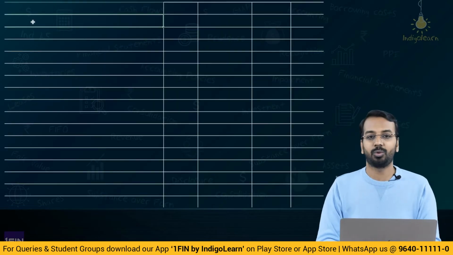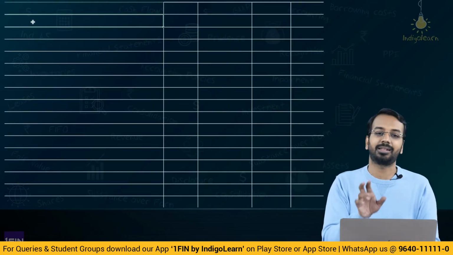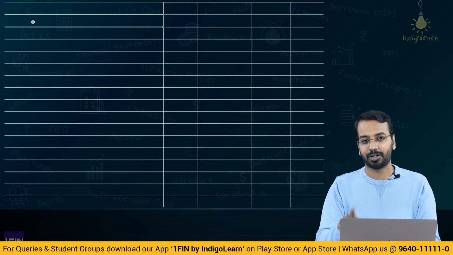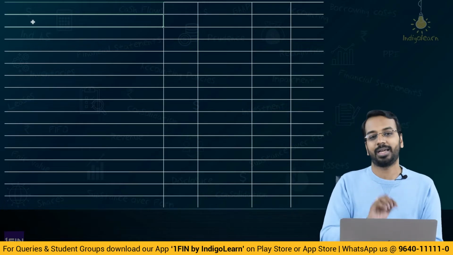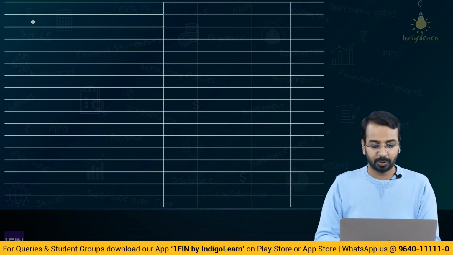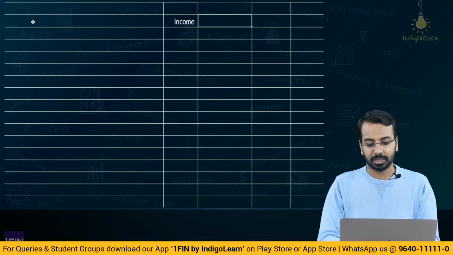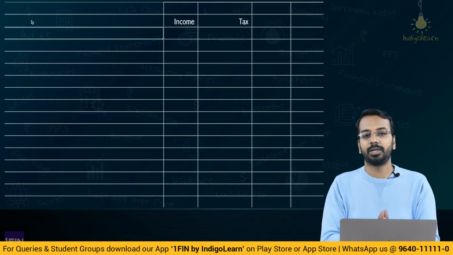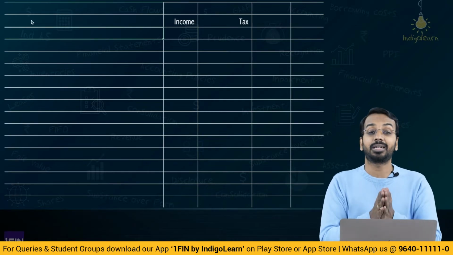So now what are we required to do? We are required to reconcile the tax expense on the accounting profit if you apply 30% and the actual tax expense. So what we'll do is we'll take here the income and the tax rate. Okay. So what are we doing here? We are reconciling the tax expense.